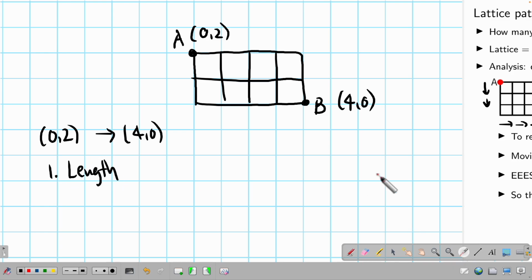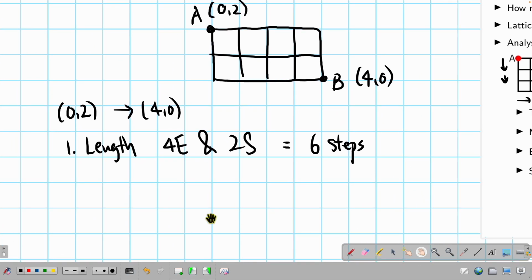By looking at the figure, you will see that it's moving 4 units to the right and then 2 units down. So it will be what? 4E and what? 2S. So that means what? 6 steps. Okay, also 6 steps. Okay, 4E and 2S.